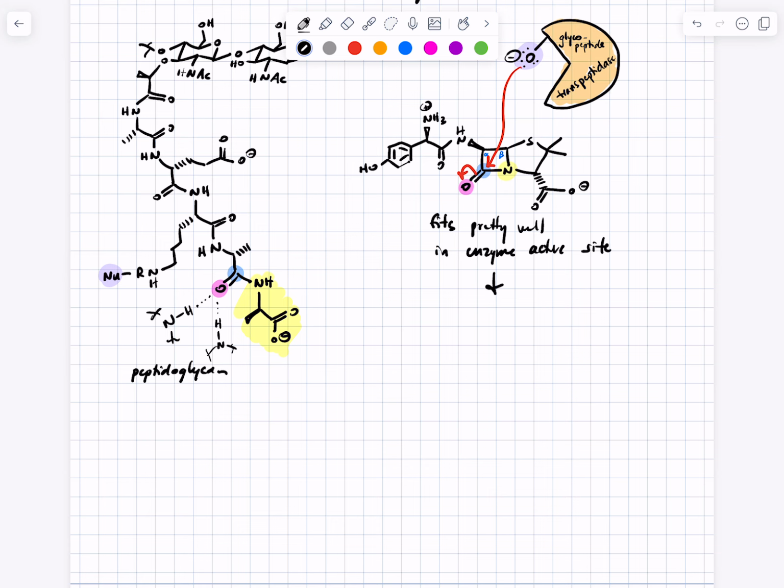Let's see. So I'm going to draw the beta-lactam antibiotic in about the same way. Here's the negatively charged oxygen in the tetrahedral intermediate. And then here is the oxygen from the enzyme, which we're going to draw like that. We'll just keep it small if that's okay. Then we'll do the rest of the molecule. And I'm just going to put an R here for the rest of the beta-lactam antibiotic.